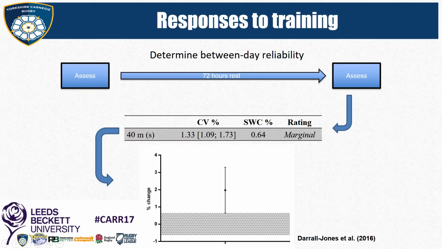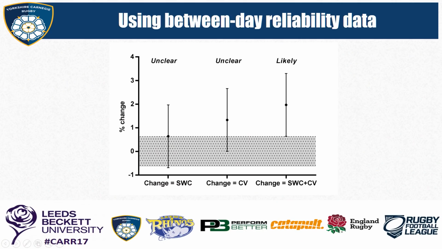And the graph below essentially is the grey bars are smallest worthwhile change, and then the data plotted on that is the change plus or minus the error. So you can see there that actually, until your change has been greater than the smallest worthwhile change and the error, you can't be sure that it's not within the error, if that makes sense.